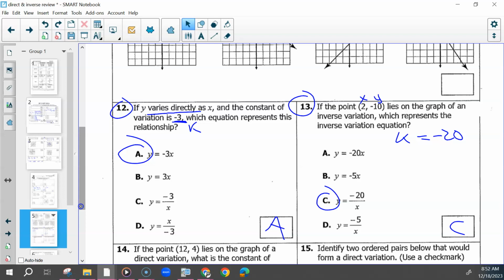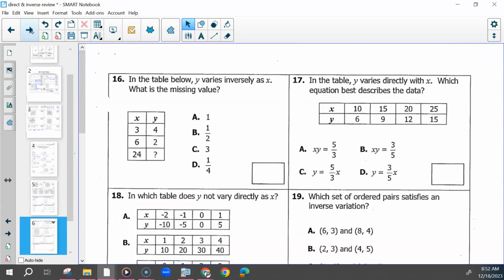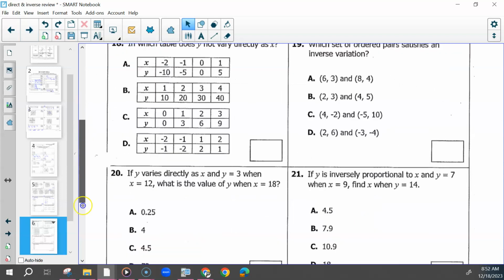Other questions on this? For number 11, which one is the direct? D. I said D. Go on to the next page. Questions on this page? Any other? Okay.